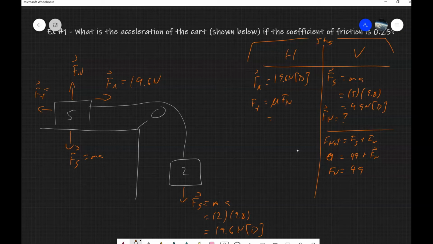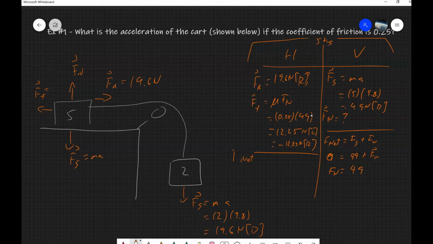So now when we go to force friction, our mu is 0.25 and our force normal is 49. So when we plug this into our calculator, we end up with 12.25. Now this is going to be newtons to the left. That was supposed to be to the right. It's just an ugly R. Now we have to have things going in the same direction. So we're going to make this negative 12.25 newtons to the right.